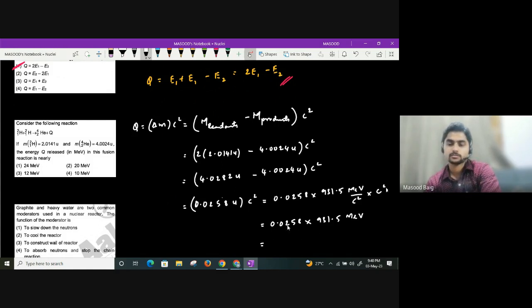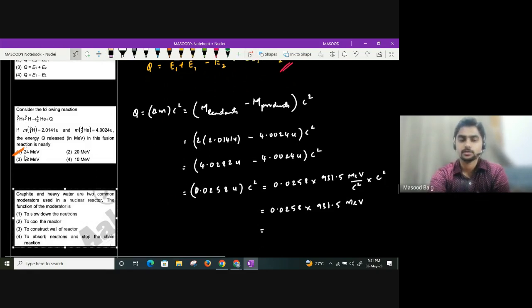Yes or no? It is 2 by 100 you can take. 2 by 100 means near about 20. I think 24 you will get, I guess. Just cross check that, you will get it, guys. Because it's 2.5 times, no? So I think 24 MeV will be the answer. Always remember, 1 U will be given as 931.5 MeV divided by C square.